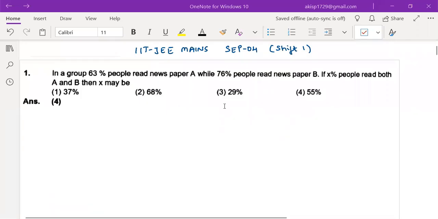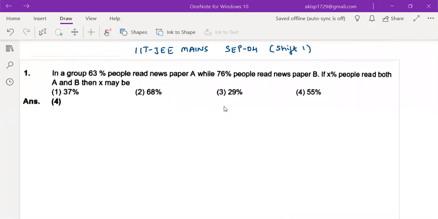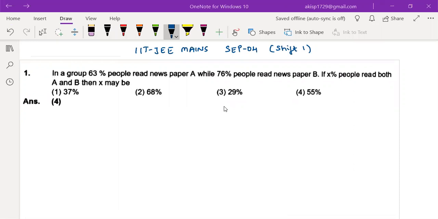Hello everyone. We are going to discuss the IIT JEE Mains September 4th Shift 1 paper. So let us begin with question number 1. Question 1 says that in a group, 63% of the people read newspaper A, and 76% of the people read newspaper B.